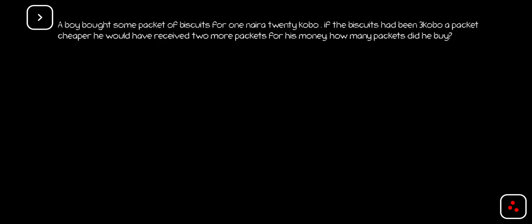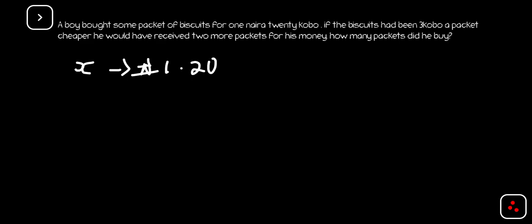So it seems simple, but it's not exactly. Now let's bring it out one after the other. A boy bought some packets of biscuits for 1 naira 20 kobo. So let's say that the number of packets of biscuits he bought is X. So we'll say X biscuits is 1 naira 20 kobo. So we have 1 naira dot 20. So this is 20 kobo.